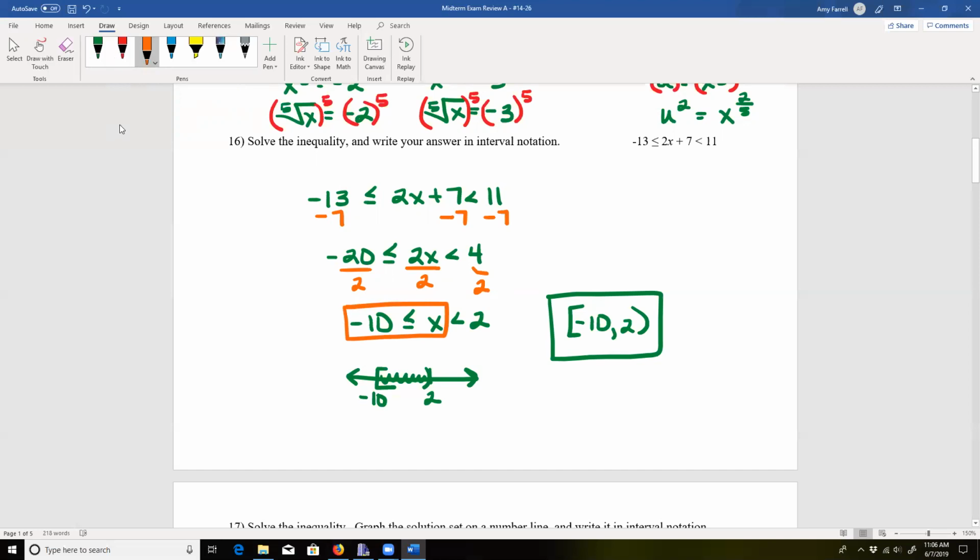But remember that negative 10 is less than or equal to x is equivalent to x is greater than or equal to negative 10 because the mouth is opening towards the x. So it actually is to the right of negative 10, even though you see a less than or equal to symbol. So anytime we see a three-part inequality, it's always, always, always between the two numbers.